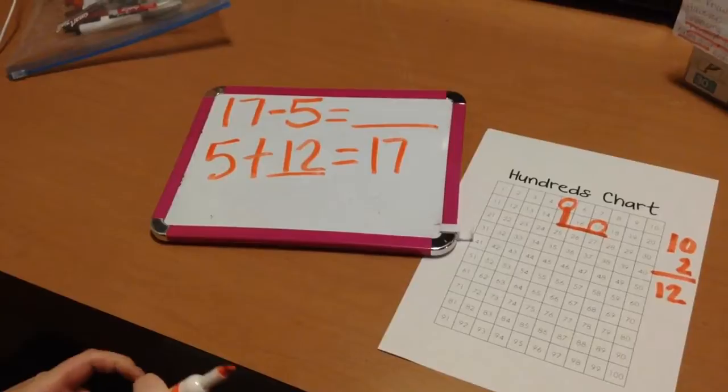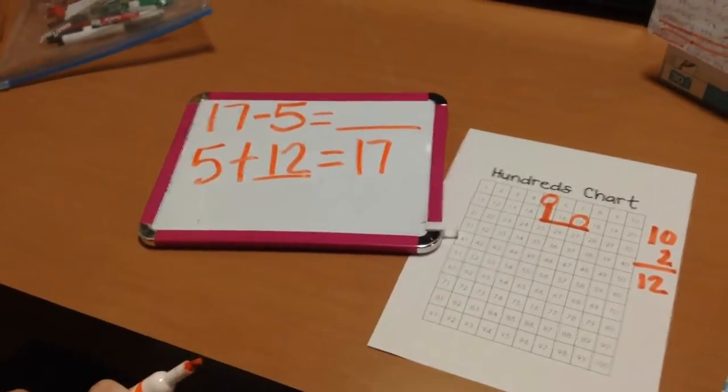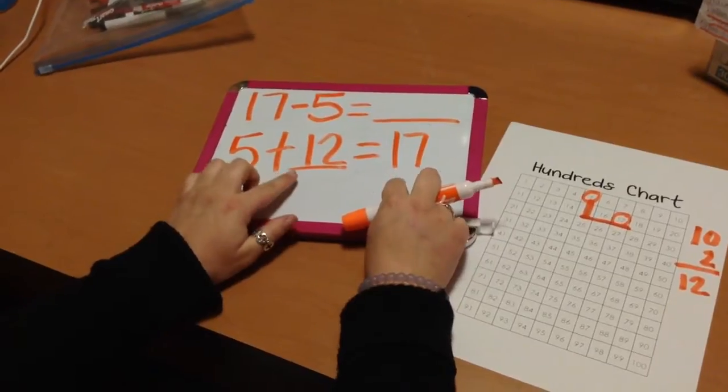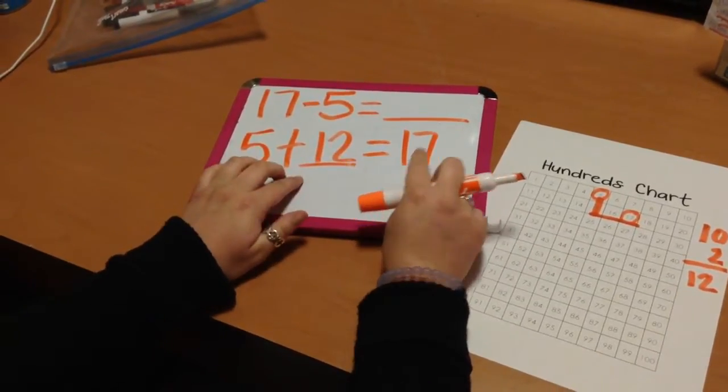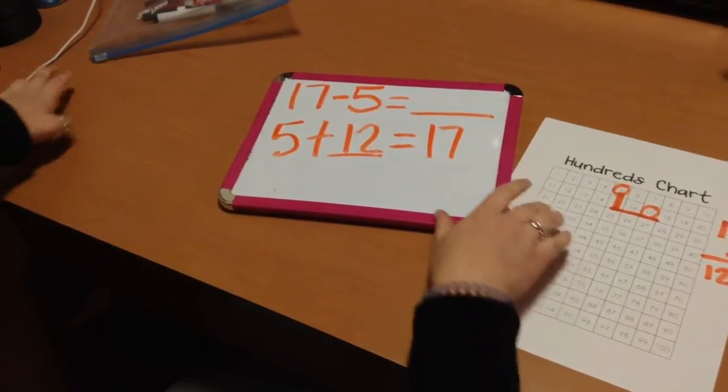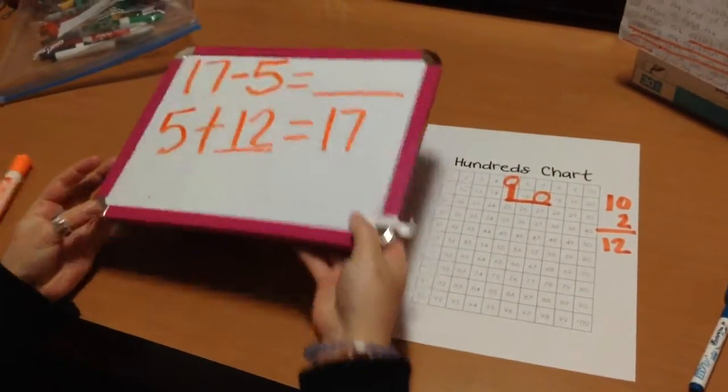So just remember when you're working with equal signs that the unknown number can be on either side, and your job is just to make it so that it's balanced on each side. Now that we have reviewed equality, we're going to move into our addition word problem.